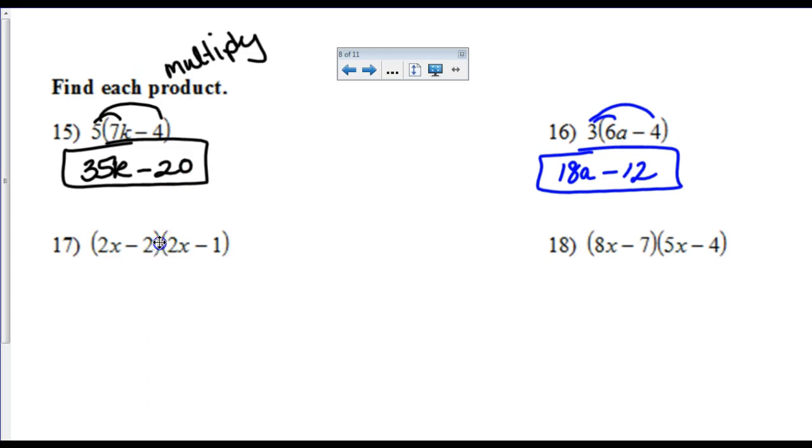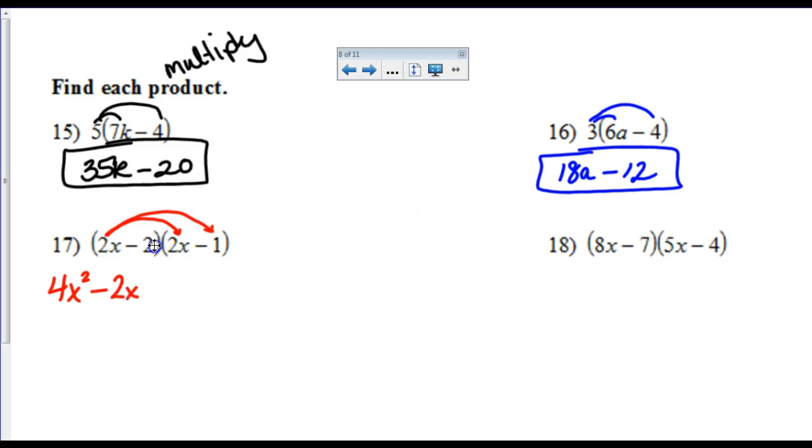This is still the same set of instructions because it's actually the same kind of problem, except this time you're taking a binomial and multiplying it by a binomial. So we're going to do this one term at a time, starting with this 2x. I'm going to distribute it or multiply it into each term in the other number. So that is 2x times 2x, which is 4x squared. And then 2x times negative 1 is negative 2x.